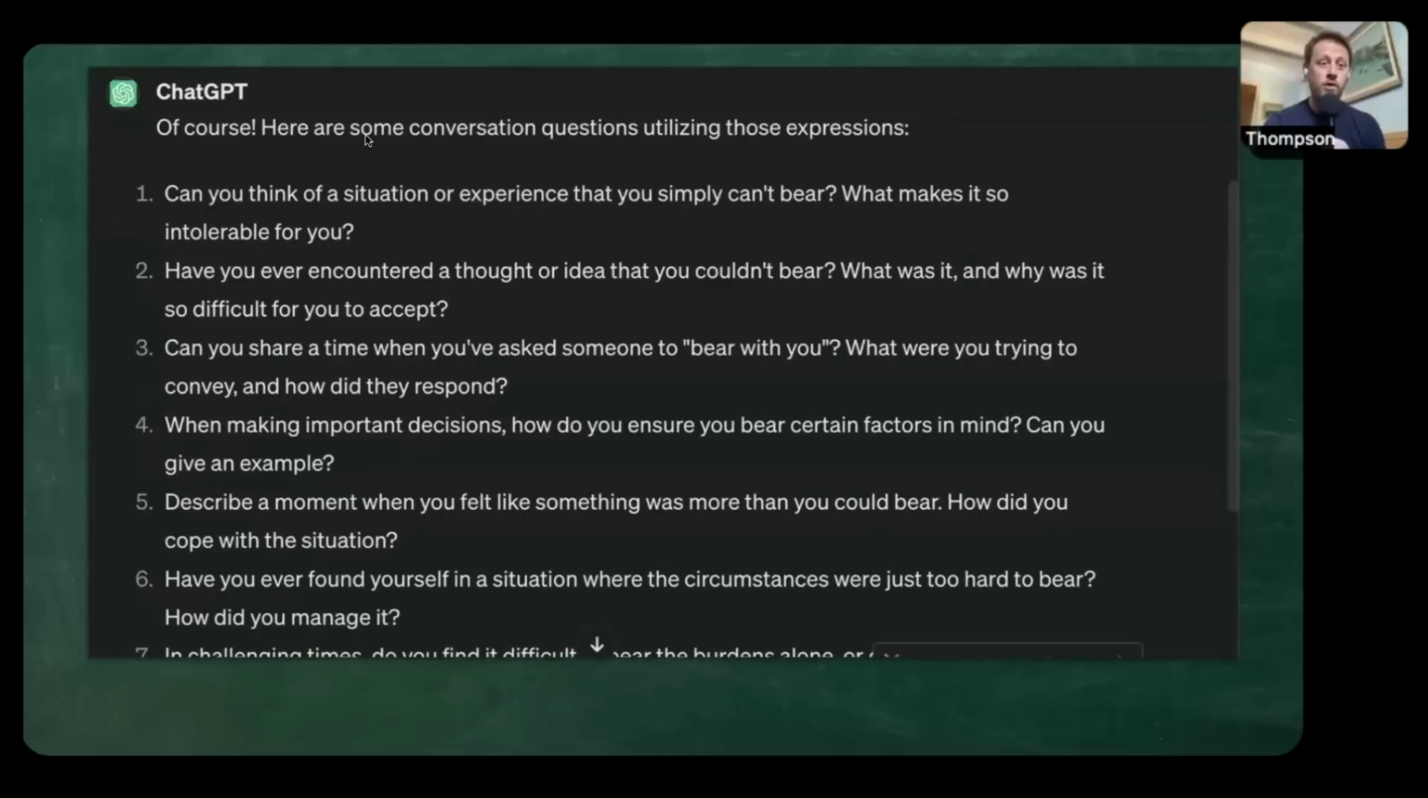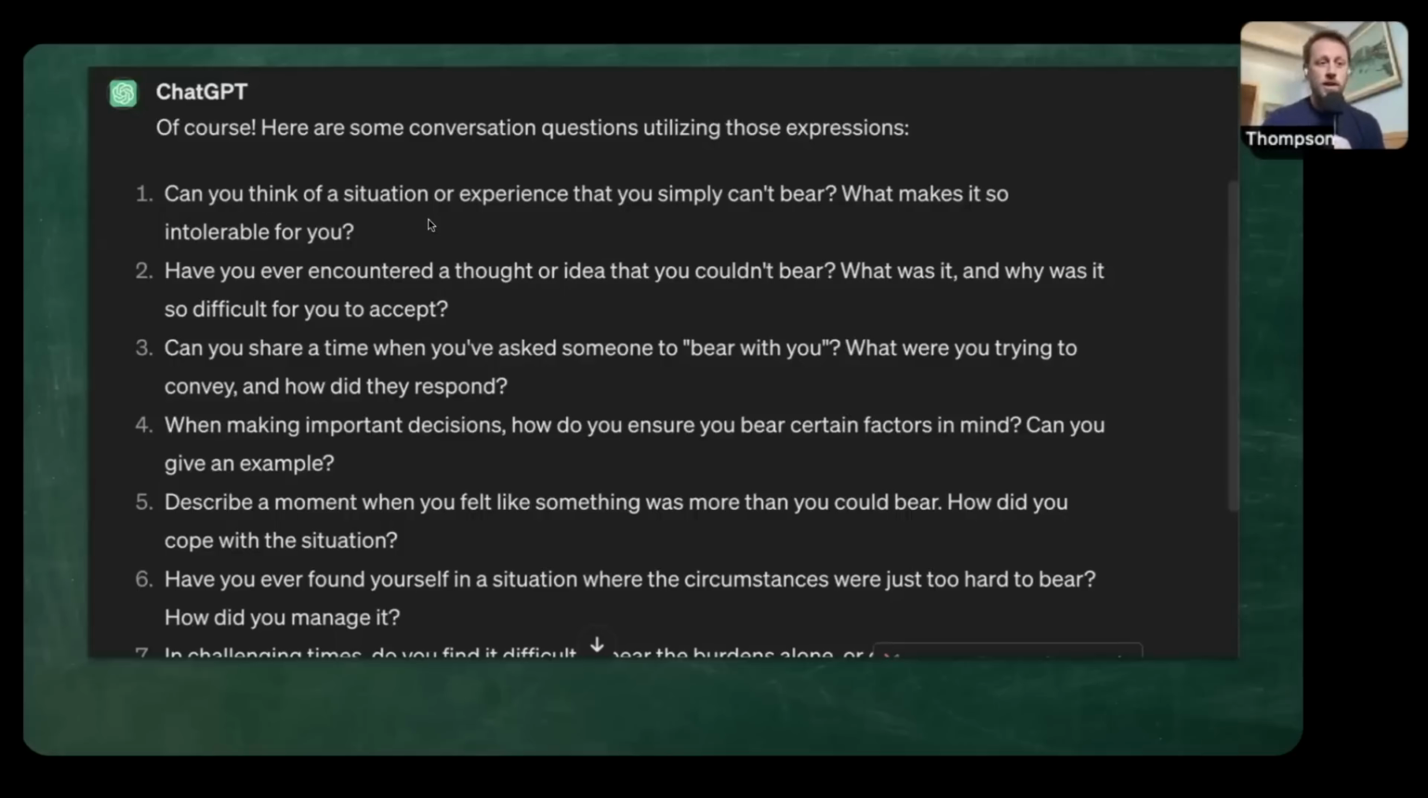Here it says, "Of course, here are some conversation questions utilizing those expressions. Can you think of a situation or experience that you simply can't bear? What makes it so intolerable for you? Have you ever encountered a thought or idea that you couldn't bear? What was it and why was it so difficult for you to accept?"